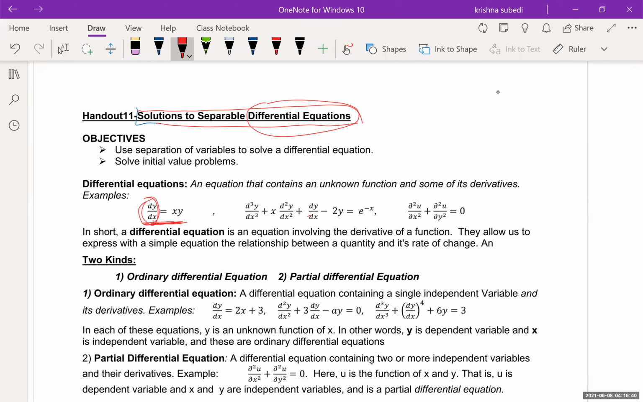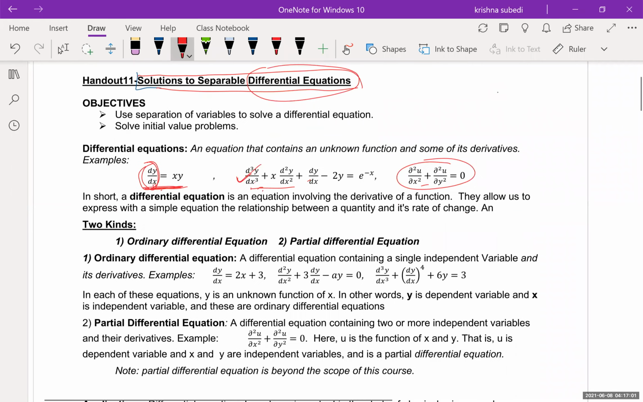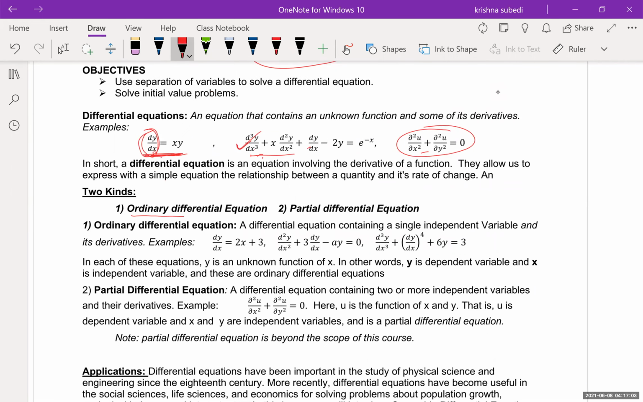Sometimes it involves the first order derivative. In this case, there is a third order derivative, okay? And sometimes partial derivatives are involved in the equation. So these kinds of equations are called differential equations. And there are two kinds of differential equation: one is called ordinary differential equation, another partial differential equation.